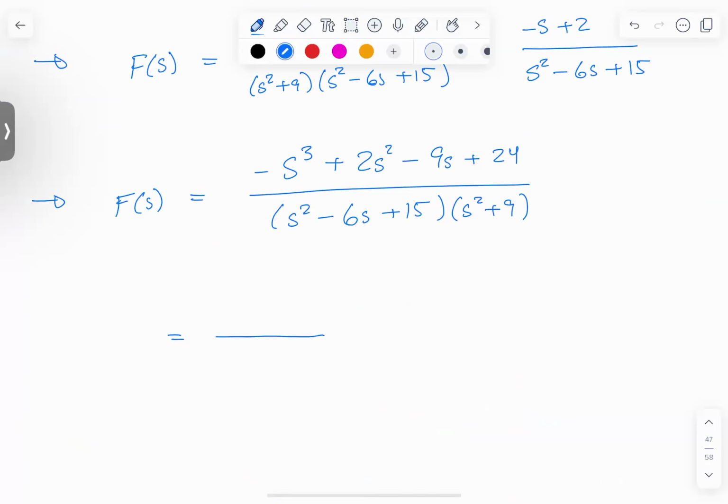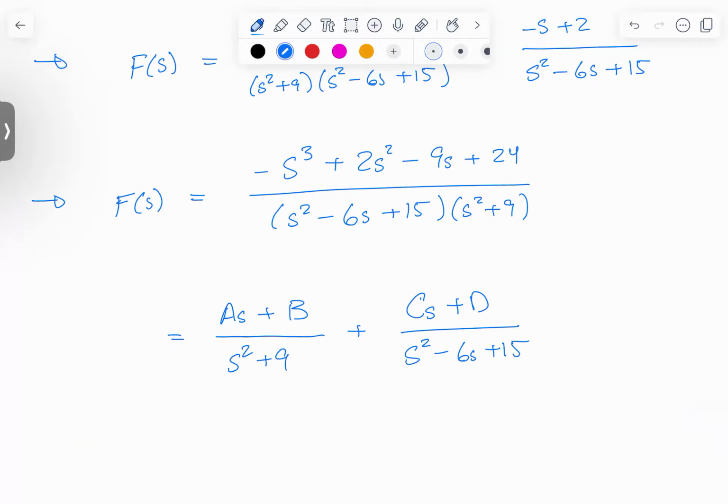So this becomes AS plus B, right? Over what? S squared plus 9. Yeah. It doesn't matter which one you do first, but just to keep with my numbers, plus CS plus D all over the other one.